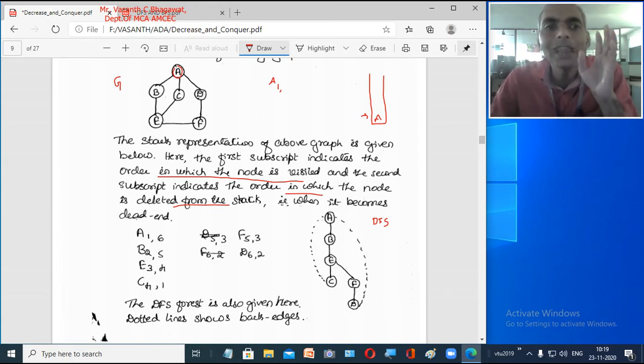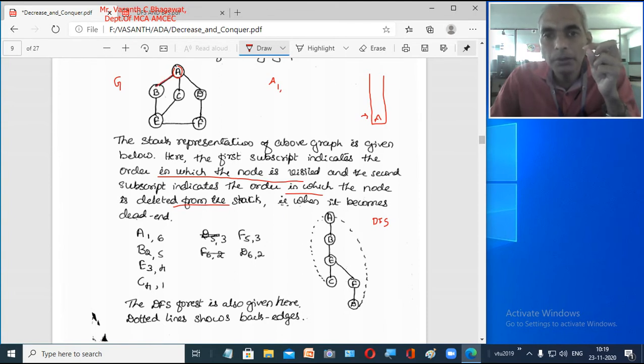Now out of these child or adjacent nodes, which one to select? In DFS, we go in chronological ordering. That means among B, C and D, alphabet B comes first. So we will visit B. From A we will go into B.